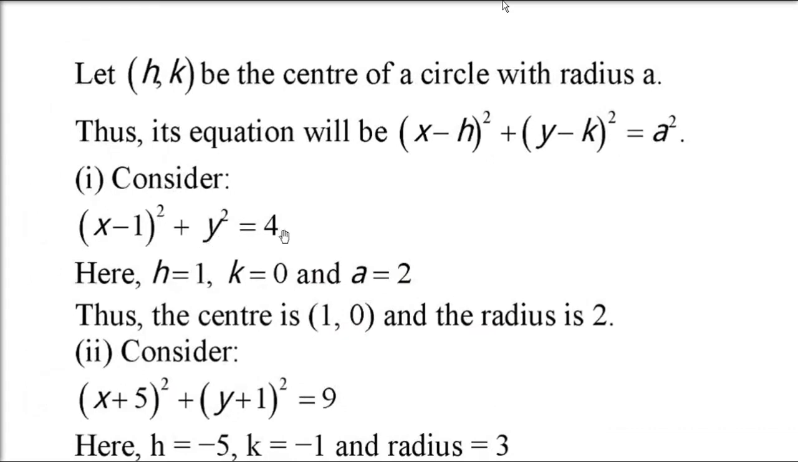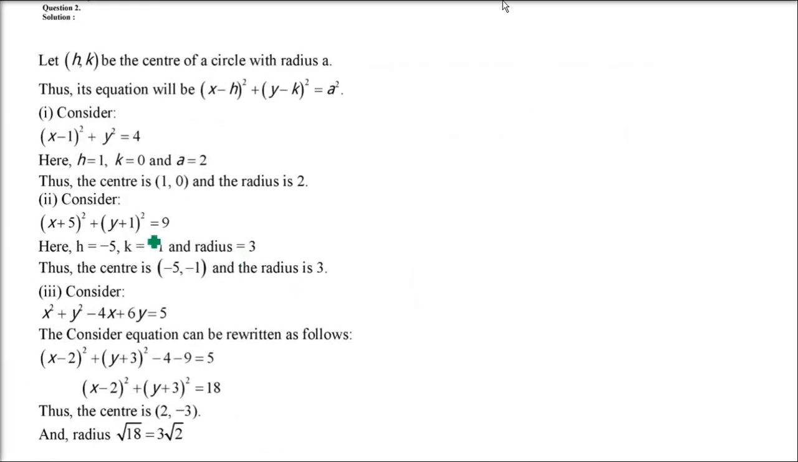For example, the first equation: (x minus 1) whole square plus y square equals 4. You can write it as (y minus 0) whole square equals 4, that is 2 square. So x minus h is x minus 1, so h is 1. y minus 0 whole square, so k is 0. And 4, which is a square or r square, is 2 square. So a, or the radius, will be 2.